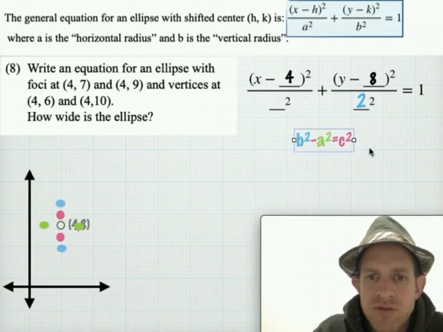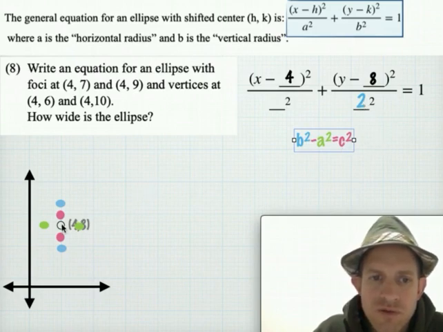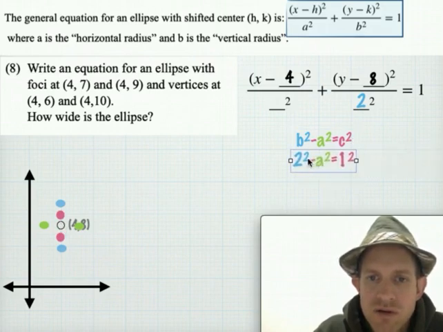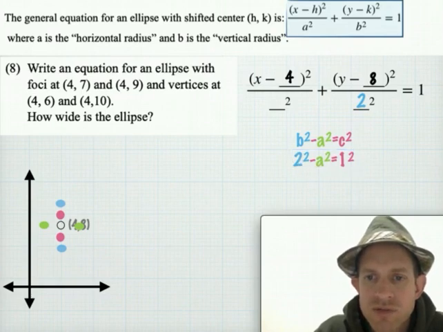So let's pull out that formula, and then we'll start putting in things we know. We know b squared is 2 squared, and we know that c squared, the focal length, has to be 1. And so we can fill in the b and the c, but we don't know a. And so take a couple moves to solve this. 2 times 2 is 4, and 1 times 1 is 1. And so we've got 4 minus a squared equals 1.